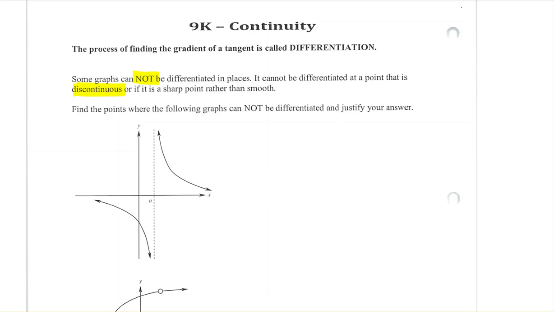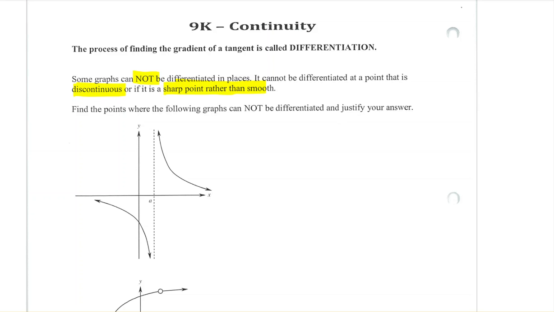Okay, if you have a break in your graph or an asymptote or something like that, you're not going to be able to find a gradient there, are you? It also cannot be differentiated if there is a sharp point rather than a smooth point. Because if you're trying to draw that tangent on there, where is it going to go if you've actually got two different slopes kind of coming together and meeting at a sharp point?